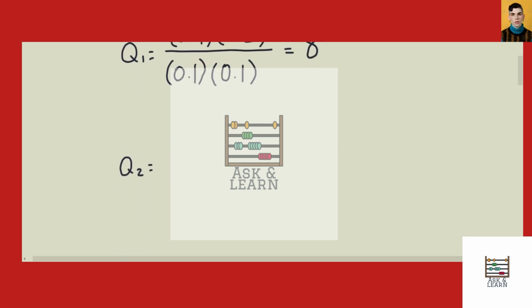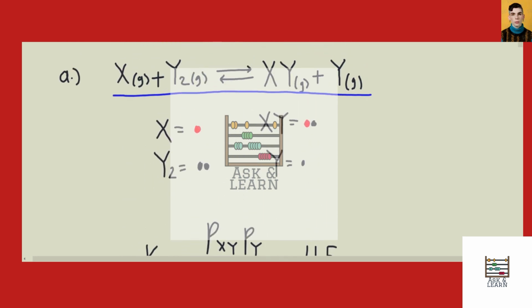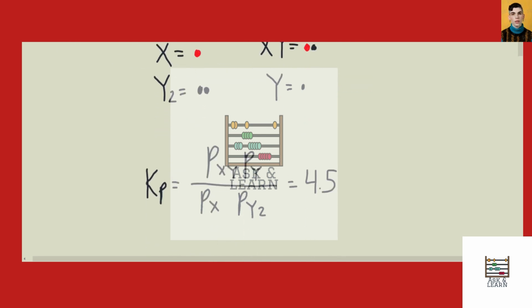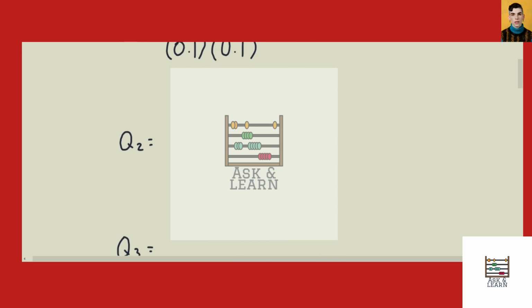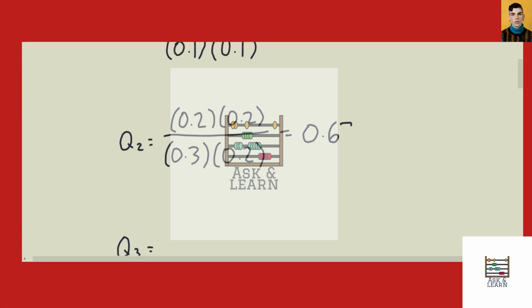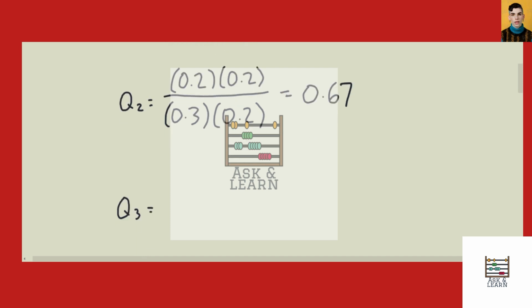We use that same method to go through and solve for Q2 and Q3. So again, when you count up the number of each one of these molecules in 2 and 3 and multiply them by the partial pressure of 0.1 atmosphere, you should get, for Q2, 0.2 times 0.2 divided by 0.3 times 0.2. And that should come out to about 0.67, which again means that this is not at equilibrium since it's not equal to 4.5.